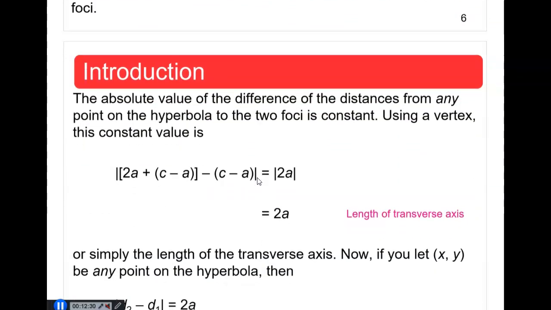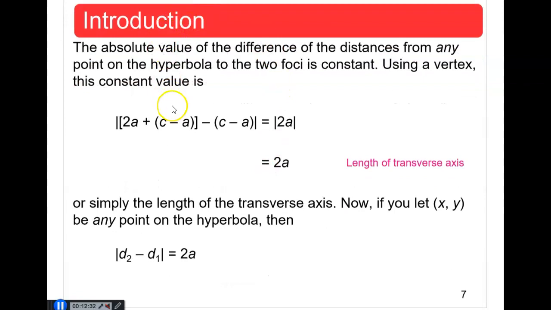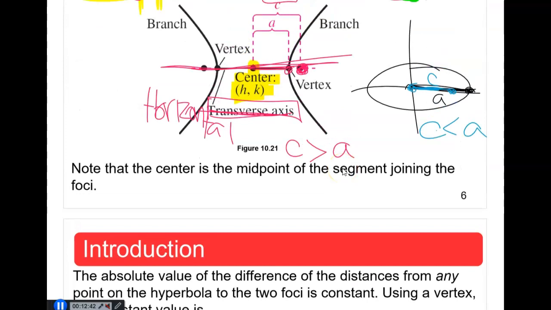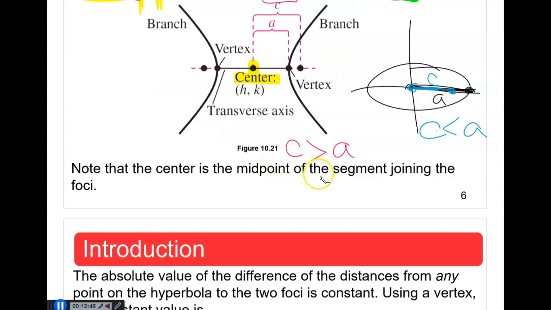So I'm not gonna go over this part because it might take me a while. So we're just gonna still consider the length of the transverse axis. So if the length, I'm gonna just try to erase some stuff here. So the length of the transverse axis right here is equal to 2a, just like with the ellipse.